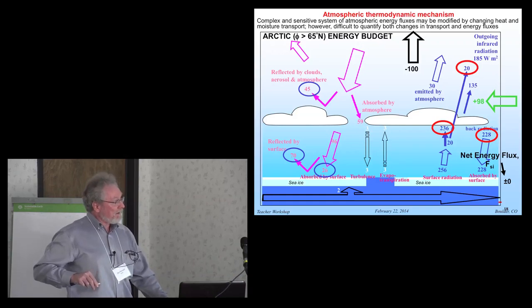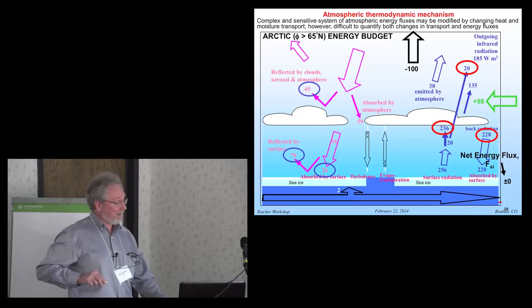So how well do we know these? We don't know them to the 1 to 2 watt per square meter value. So this is a problem. And we also argue that our models aren't able to reproduce these fluxes to 1 or 2 watts per square meter error.